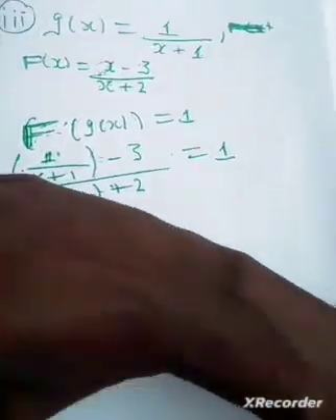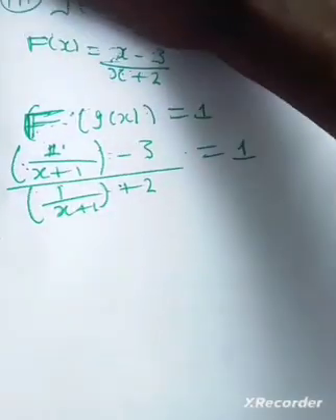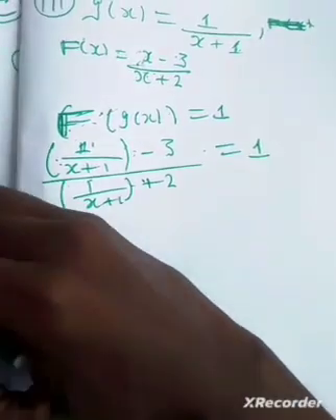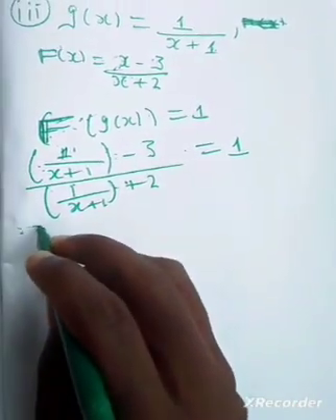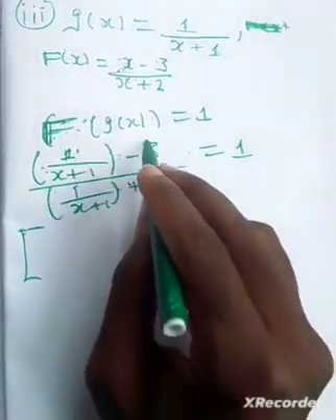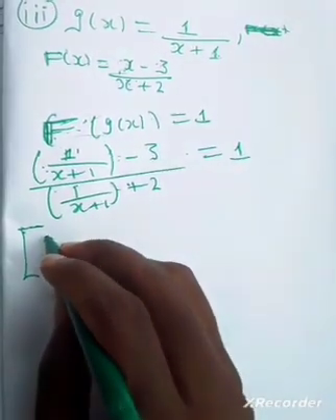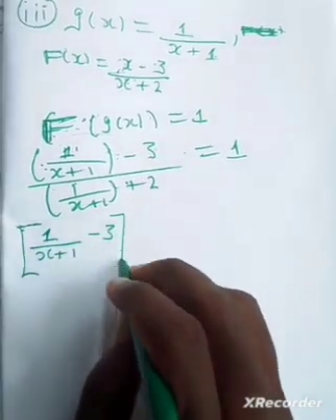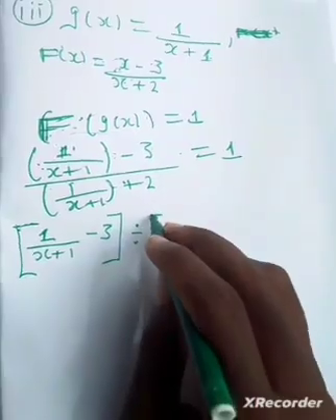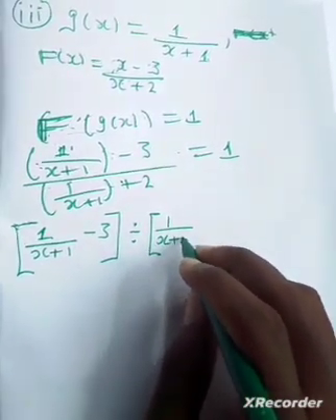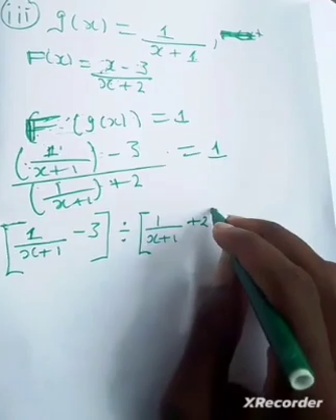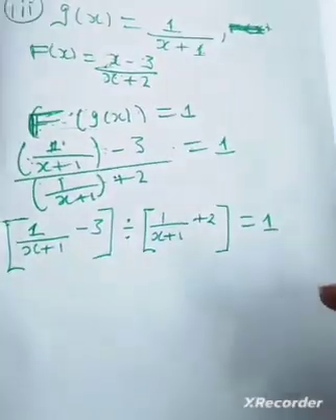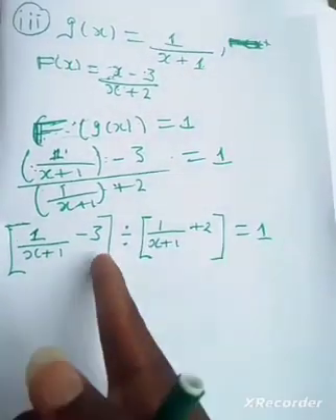So this expression, for you to simplify it easily, you can break it down. These steps I'm showing you are what you should be doing on your exam, because this question, I think you can't avoid it. They like bringing these types of questions. So you can also write this expression as 1 over x plus 1 minus 3, divide by 1 over x plus 1 plus 2, equal to 1. What I'm having here and this one are the same. It's just that it is easy to simplify if I do it like this.